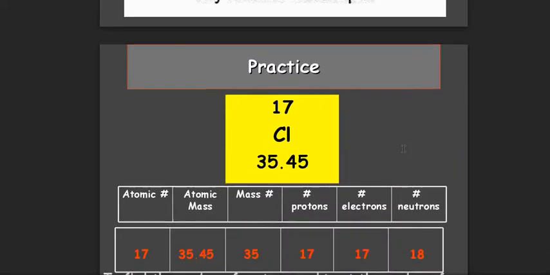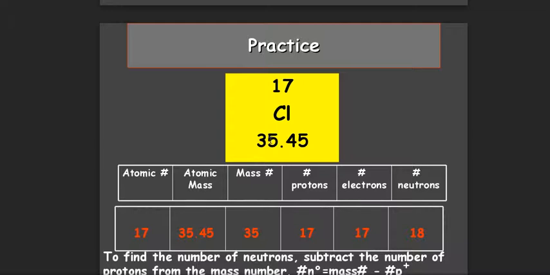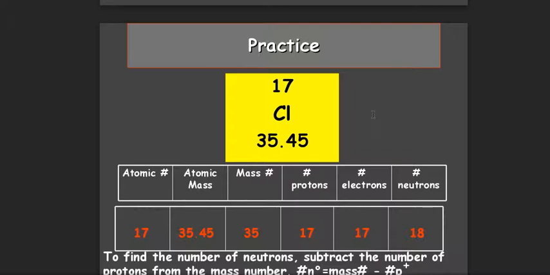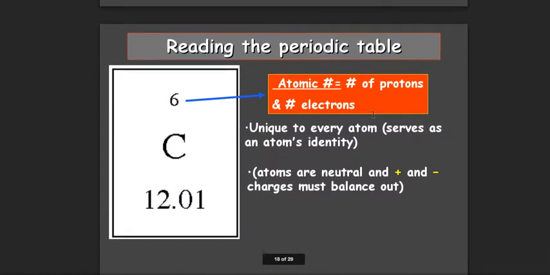Okay, so checking it, we have 17 as the atomic number, 35.45 is the atomic mass, which is the average. The mass number is rounded to a whole number. Protons, 17. Electrons, 17. Neutrons are going to be what's in the middle minus the protons. Okay? Let's just go over this one more time really quick for your homework.